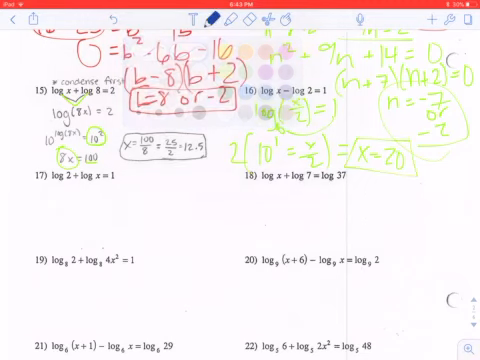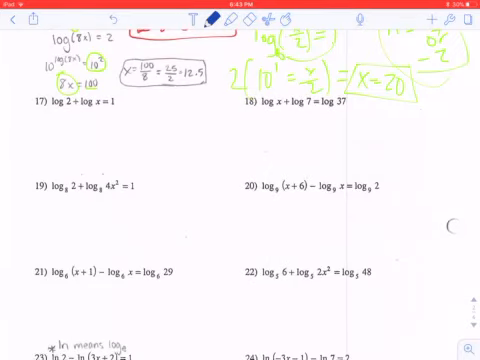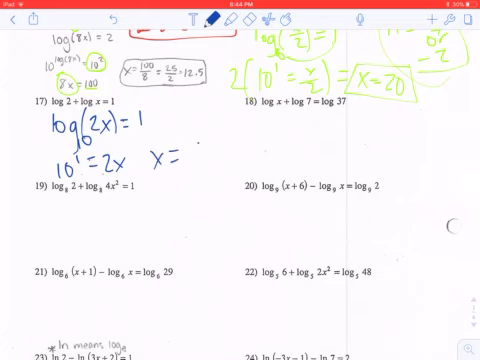Switch up the color here. Product rule on number 17, we have log of 2x equal 1. 10 to the first power is equal to 2x. This time we're dividing by 2, so x equals 5.